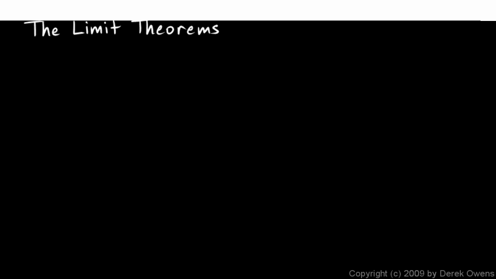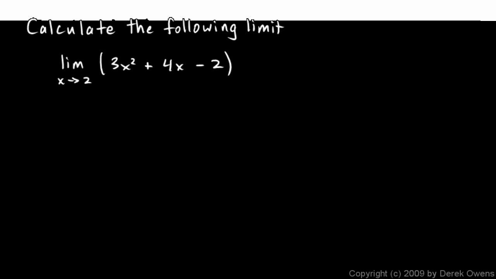We're talking about the limit theorems, and we'll look at an example now. Calculate the following limit. The limit as x approaches 2 of this polynomial, 3x squared plus 4x minus 2. And this is a really easy problem, but what I'm going to do is spell out each step and justify each step based on the limit theorems that we've looked at.